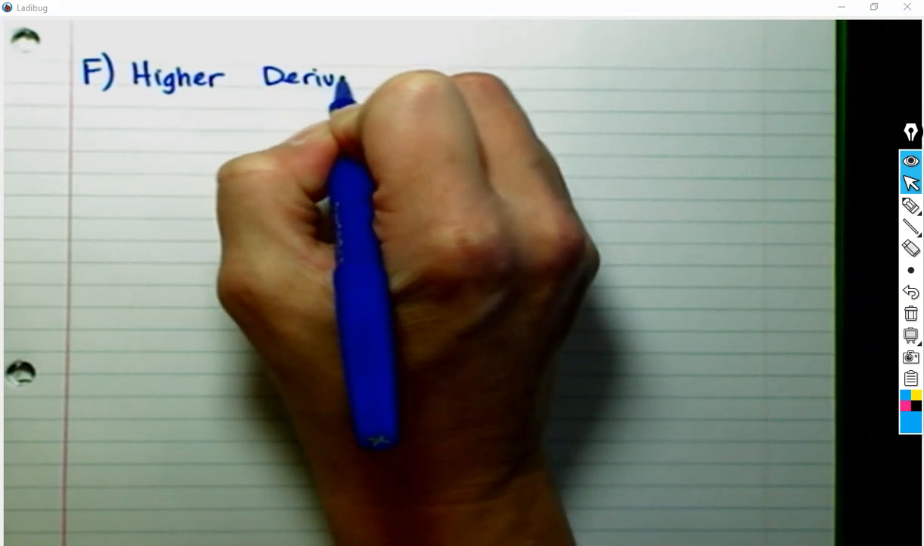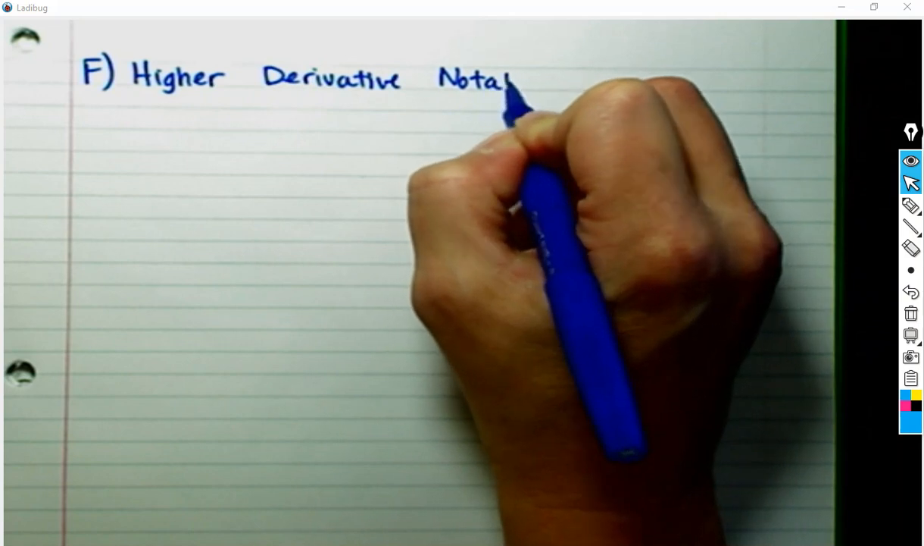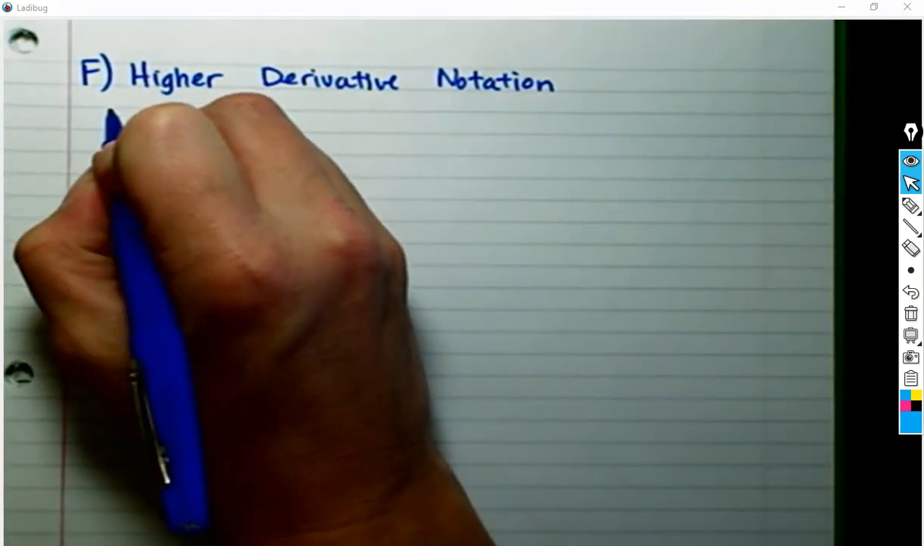Okay, so we're going to look at higher derivative notation. Okay, we're not going to do any applications with these yet because first we have to learn the rules and then we can do some fun stuff with it. Okay, so here we go.